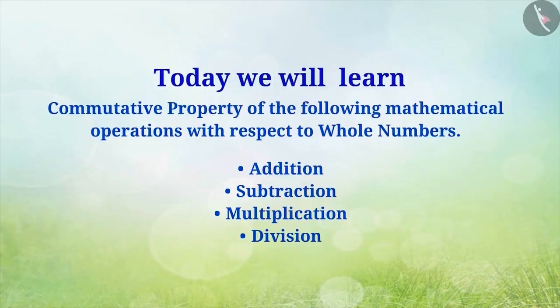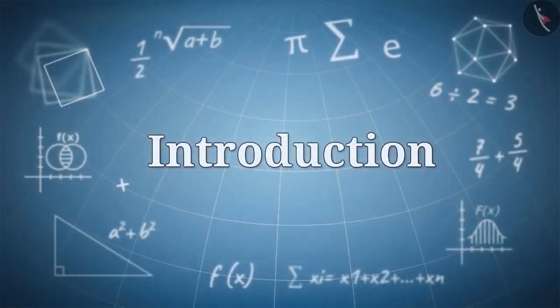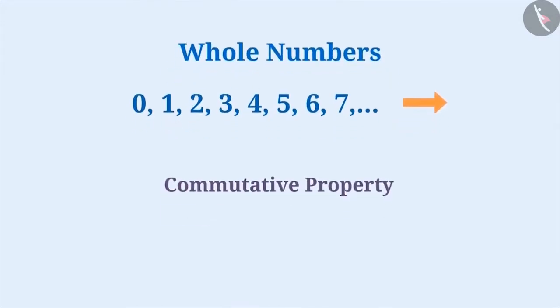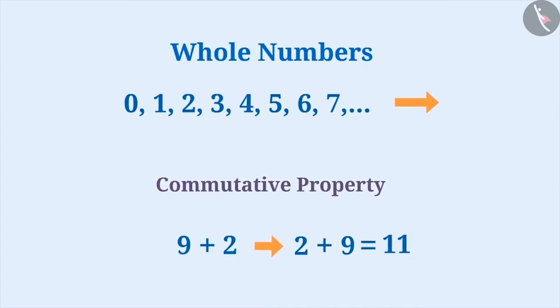Following mathematical operations with respect to whole numbers. We know that all the numbers from 0 to infinity are called whole numbers. Commutative property allows a mathematical operation to be solved by changing the order of the numbers. Let's understand in detail. Let's talk about the addition of numbers.